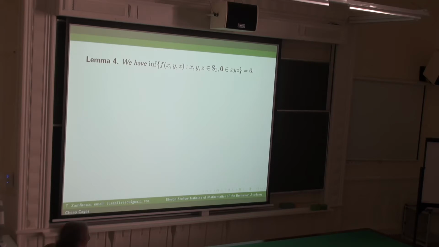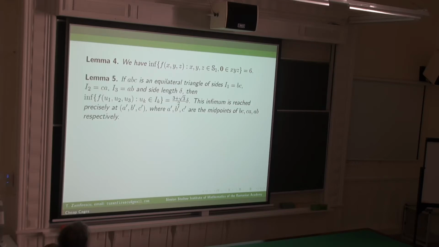So this is a lemma. This is used at some point. We have this now, a lemma here. I don't prove this here. That's the infimum of f when x, y, and z are on the unit circle, and 0 is inside the convex hull of x, y, and z, is 6. This is very easy to see, that this is 6.